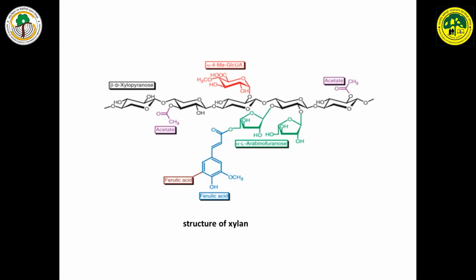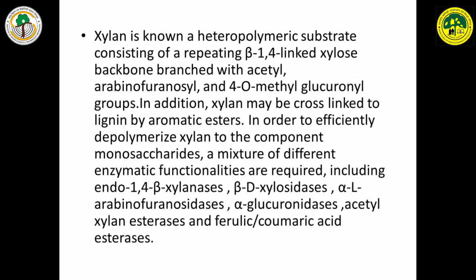Again, this arabinose is bonded to ferulic acid. So the ferulic acid is present in the form of ester representation, which is derived from the ferulic acid. So that is found in the blue color. Again, here the linkages are present with the backbone, or backbone branched with acetyl group, arabinofuranose. Next, 4-O-methyl glucuronyl groups. In addition, xylan may be cross-linked to lignin by aromatic esters.